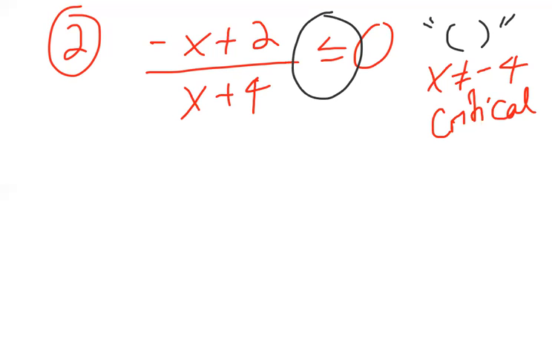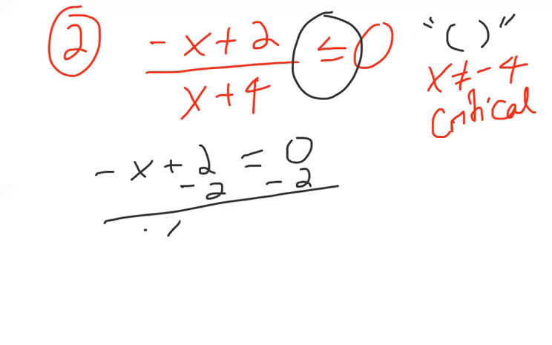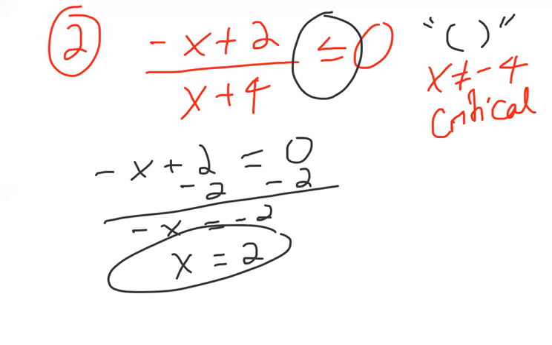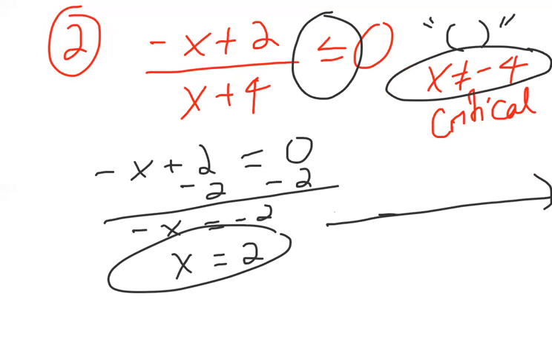All right, guys. So now we have the critical value. Let's go ahead and solve the problem. And yes, this one, we can take the numerator, set it equal to 0, and solve it. We subtract 2 from both sides. We get -x equals -2. So it looks like x will equal +2. Okay? So there's our two critical values. So now we go on the number line and plot them on the number line. We got a -4 and then a +2.